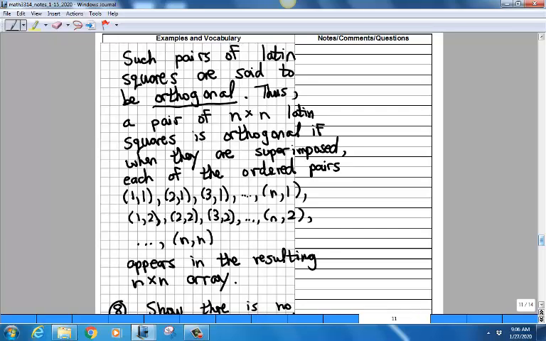So Euler was really looking for a pair of orthogonal Latin squares of what order? 6. That is the solution to the 36 officers problem. We're looking for 3 by 3 orthogonal Latin squares to solve the 9 officer problem.